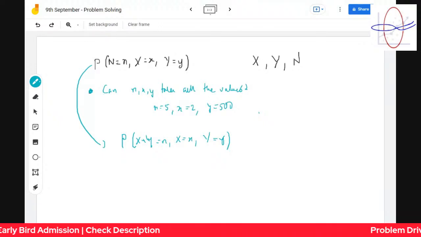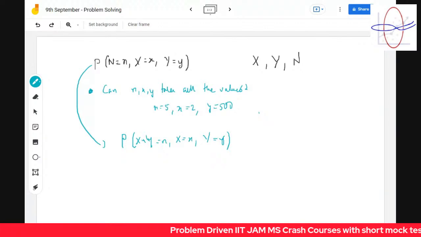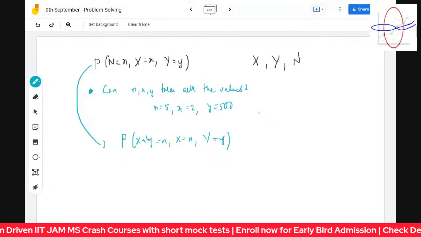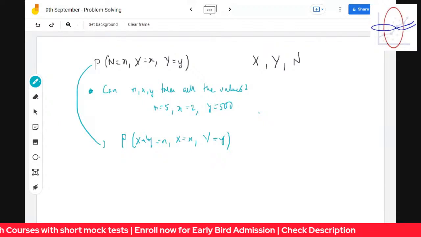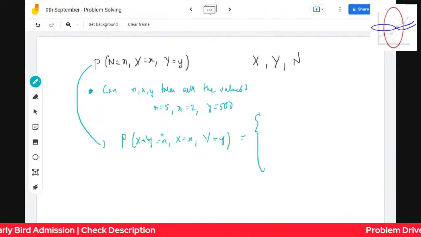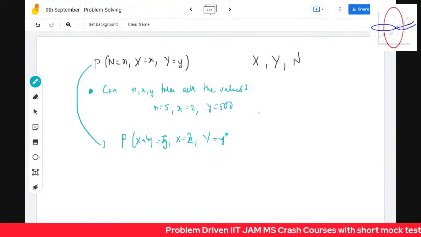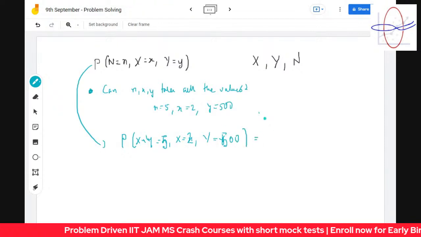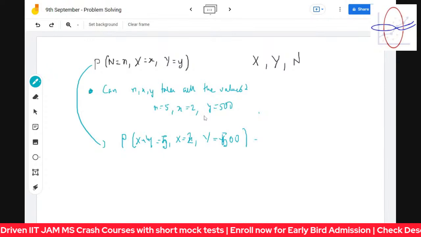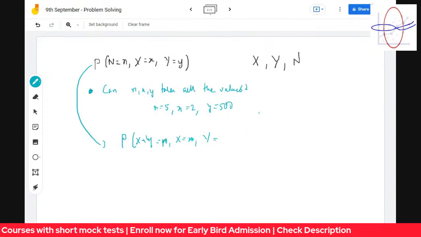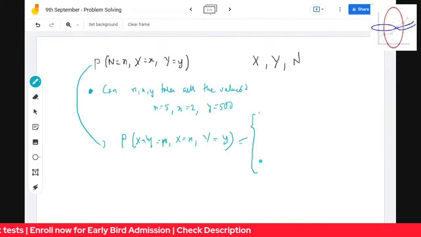Okay, that's a good idea. But can you tell something over here from this equation? Don't think about conditioning, guys. Can you just directly tell something from here? Let's take two cases, okay? If I take 5, 2 and 500, this is 0, right? So therefore, for any n, x and y, this is 0 sometimes and non-zero sometimes. So I just wanted to write in that format.